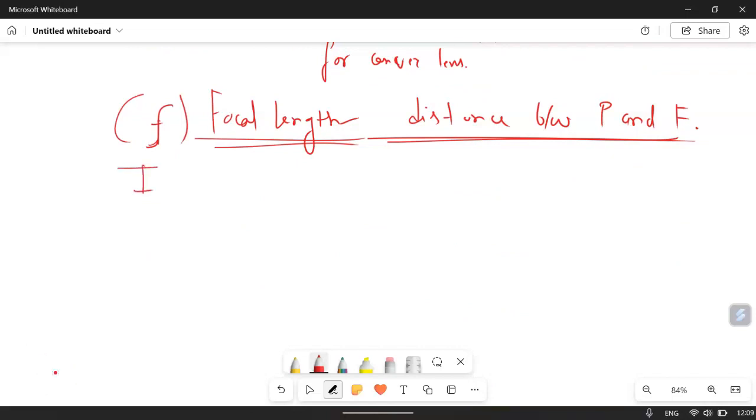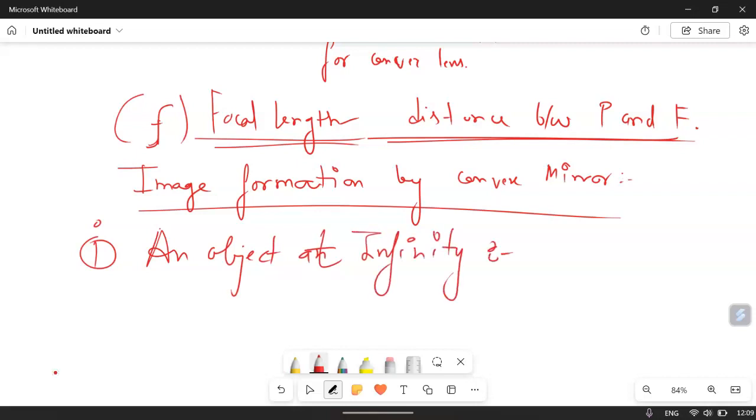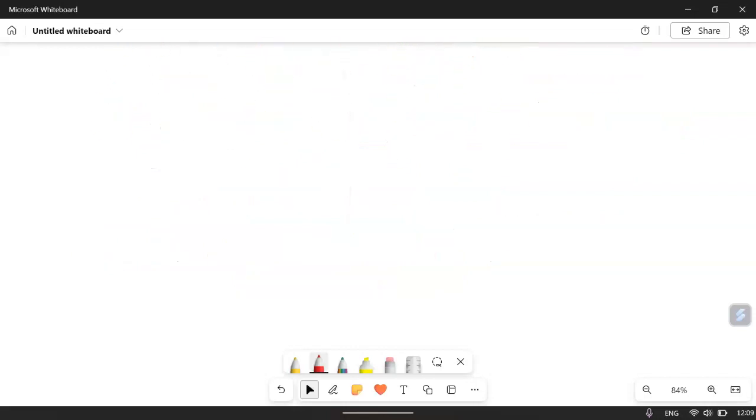Next topic is image formation by a convex mirror. Only two cases are there. First is an object at infinity. So let's do it. We have to find out the image when the object is at infinity.